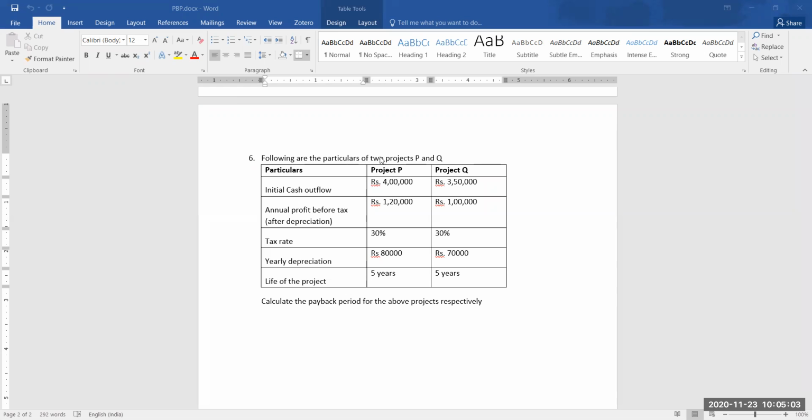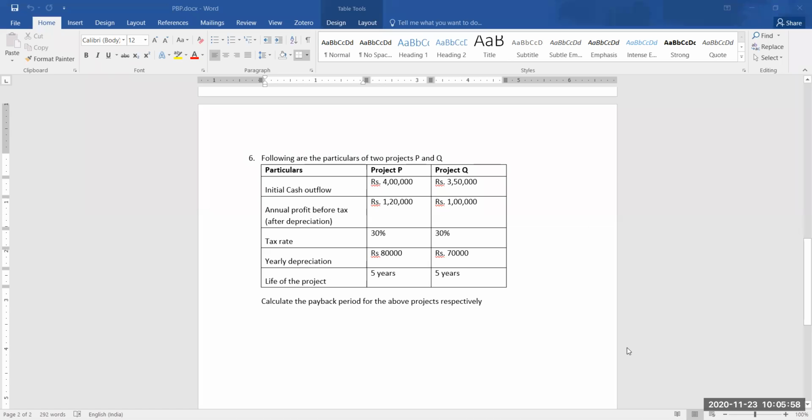So following are the particulars of two projects. Two projects are given to you, P and Q. Now, initial cash outflow. This is nothing but your investment. Initial cash outflow is nothing but your initial investment. Always remember, initial cash outflow is always your investment. It will be given to you. Outflow means that you have purchased something or you have invested something.